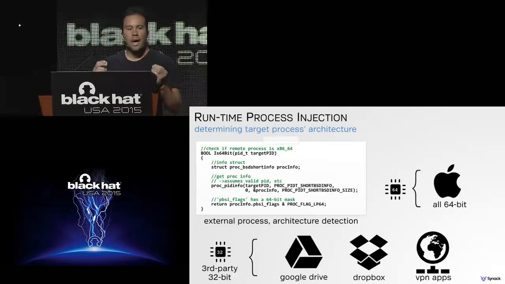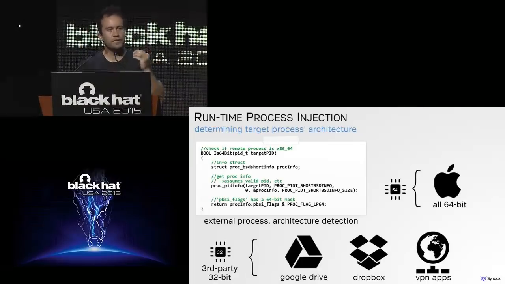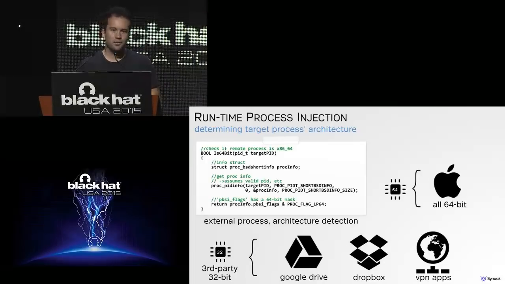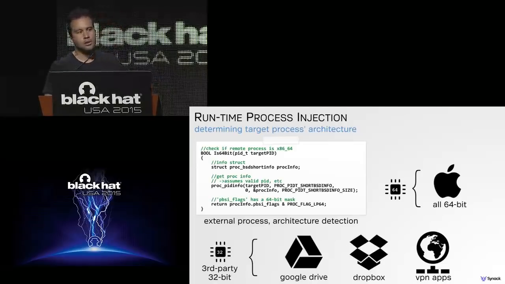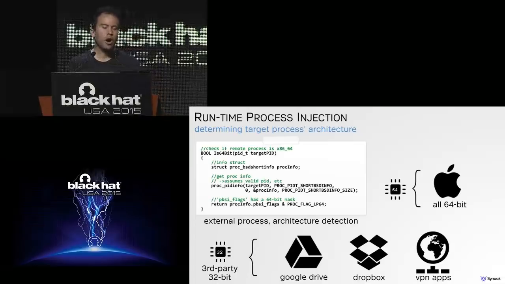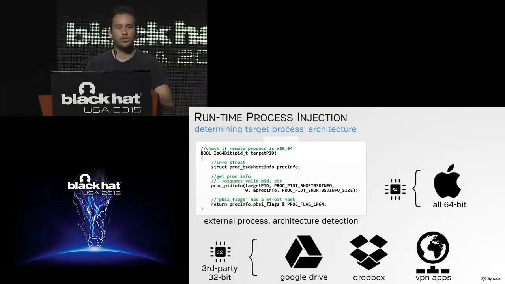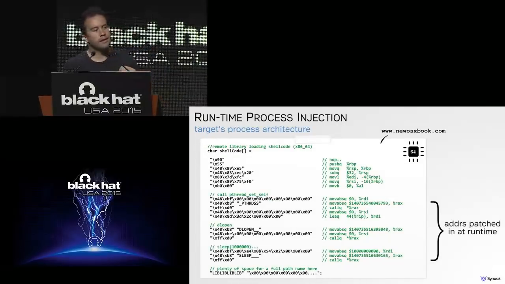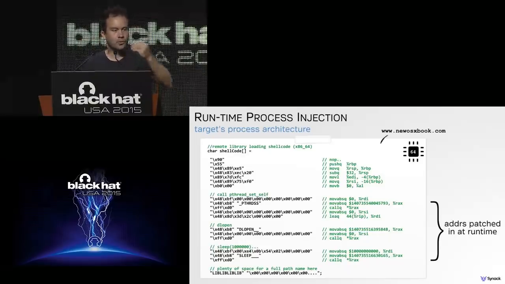So the first thing is you have to know the architecture of the target process. This is operationally very important. If you try to inject 64-bit code into a 32-bit process or vice versa, this is going to end horribly. Most people don't talk about this, but practically this is a very important step. Turns out it's actually pretty easy to figure out what the remote architecture is. You call the proc_pidinfo function, and this will return a structure that has a flag set to 64-bit or 32-bit. So now you know what the architecture of the target remote process is.